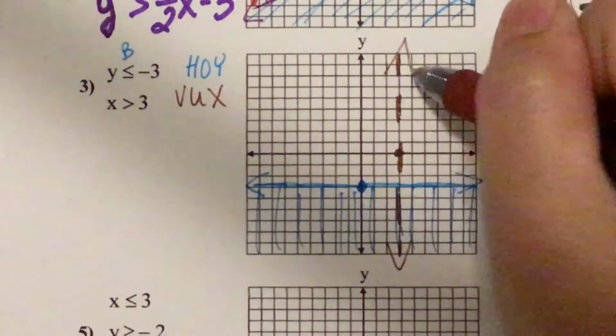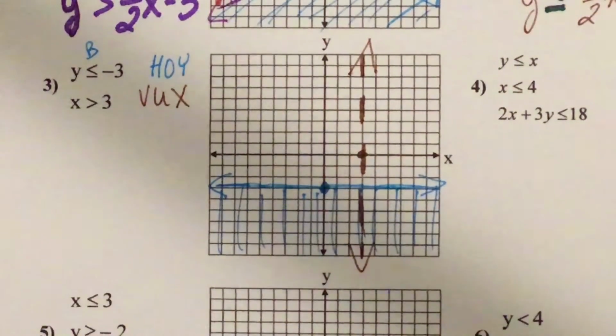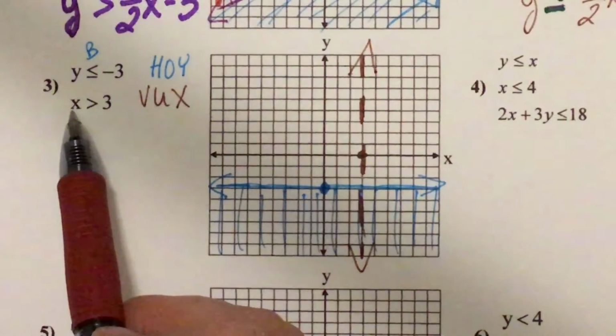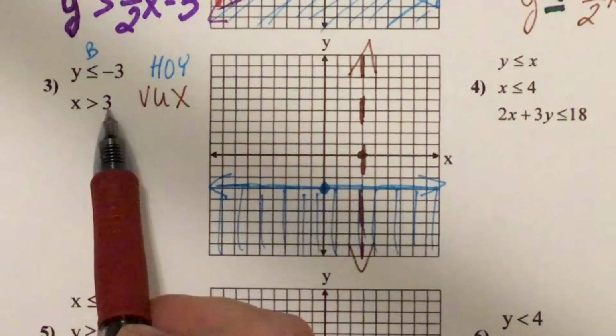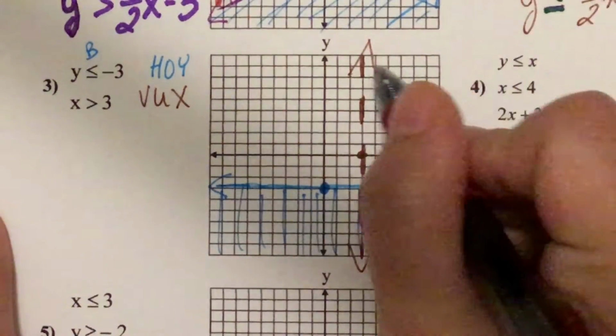Now this is the one that doesn't have the above or below. So I have to read the statement and just know where to shade according to the reading. So this says X greater than 3. So I want to shade where your X's are greater than 3. So are X's greater than 3 to the right or to the left? To the right.